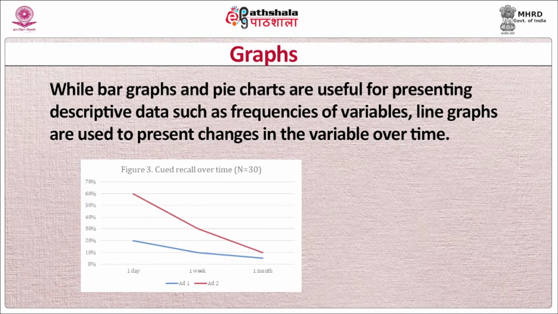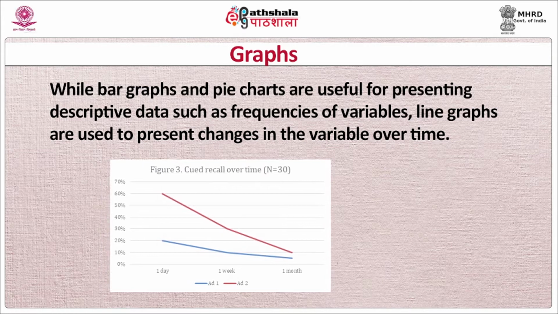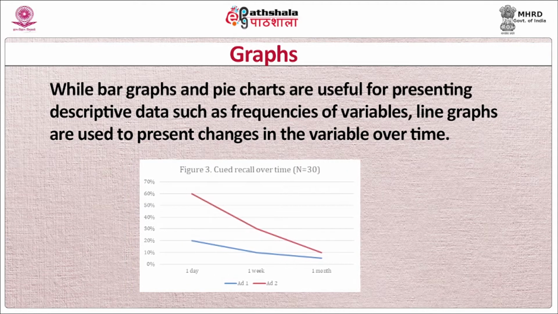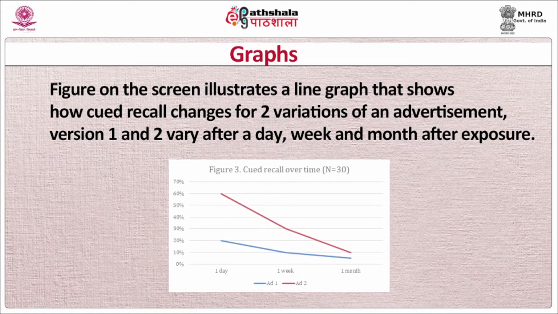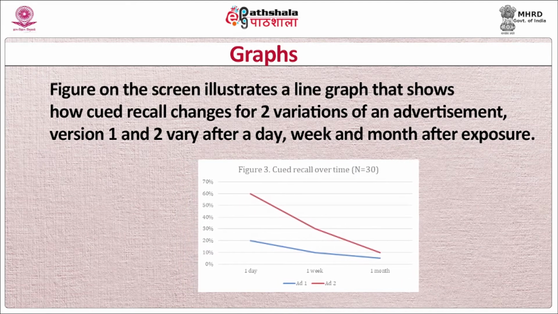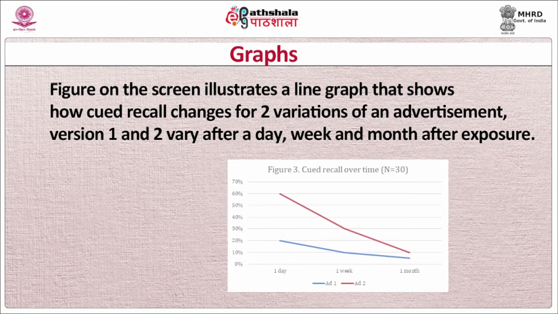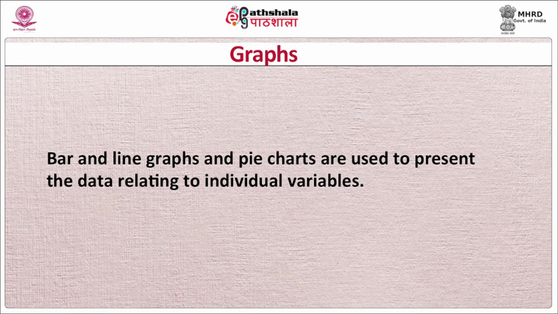While bar graphs and pie charts are useful for presenting descriptive data such as frequencies of variables, line graphs are used to present changes in the variable over time. The figure on the screen illustrates a line graph that shows how cued recall changes for two variations of an advertisement, version 1 and 2, after a day, week and month after exposure.